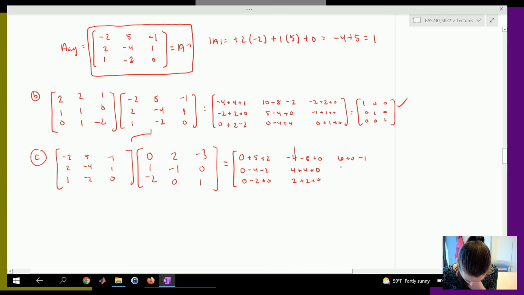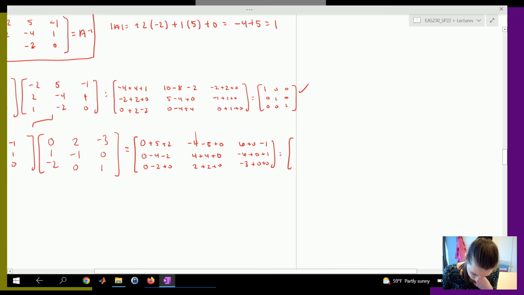And then -6 plus 0 plus 1. And then -3 plus 0 plus 0. When I do that, I end up with X equal to 7, -6, -2. That's my first column of X. -9, 8, 4 is my second column. And 5, -5, and -3.